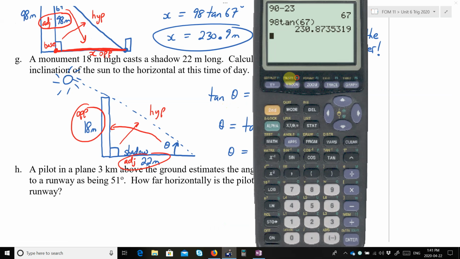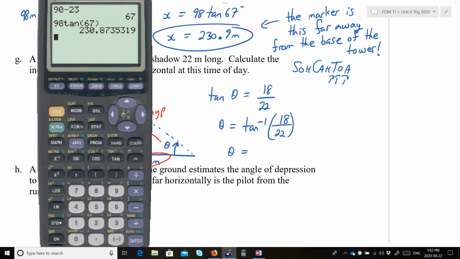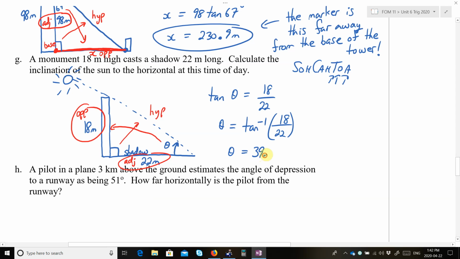And so theta is equal to shift tan 18 over 22. Bang. 39.3 degrees. Okay, and that is the angle of inclination of the sun.